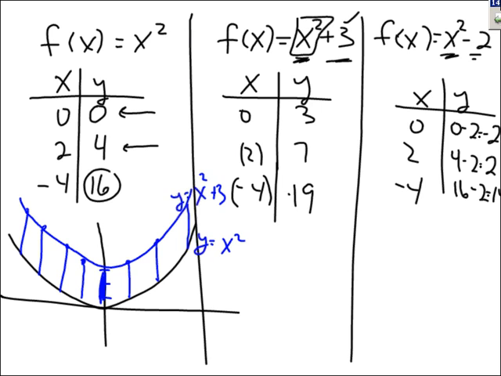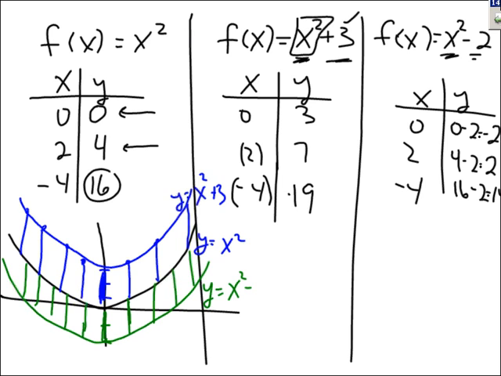Now, what about x squared minus 2? Every point goes down 2. Let that be distance 2. Every point goes down that amount. Here is y equals x squared minus 2.